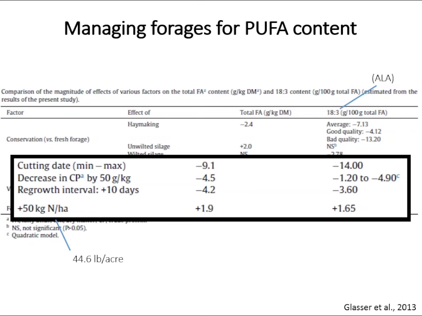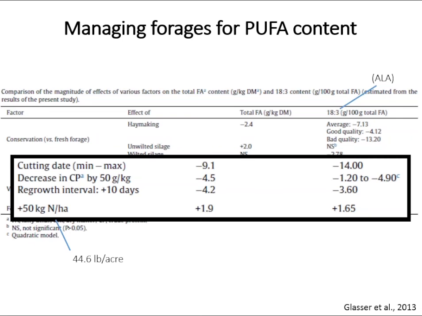If we skip the crude protein one there and go to regrowth interval, you see it's mirrored there as well. If you have a longer regrowth period, you have more mature forages. You waited a little too long to get to that second or third cut. You again see decreases in the total fatty acid content and the percentage of that total fatty acid that's alpha-linolenic acid.